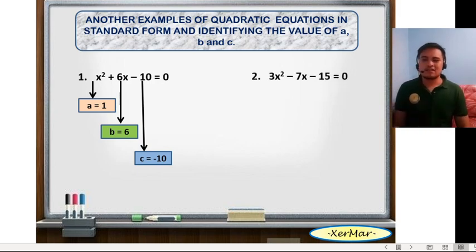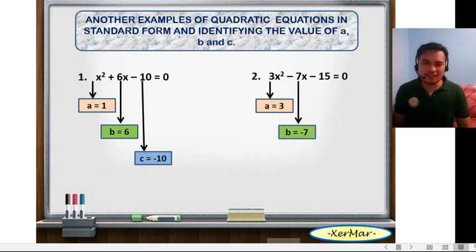Okay, next. Number 2, 3x squared minus 7x minus 15 equals 0. Alright? What is the value of A? Okay, good. The value of A is 3. Ano ang value ng B? Okay? So, value ng B ay negative 7. Ang value ng C ay negative 15. Okay, very good.